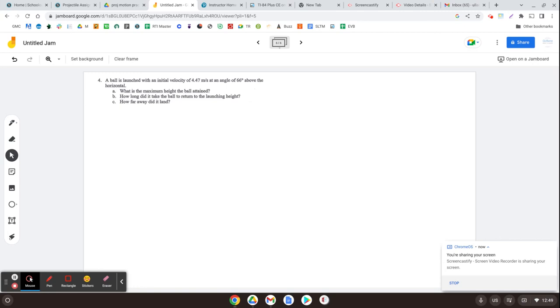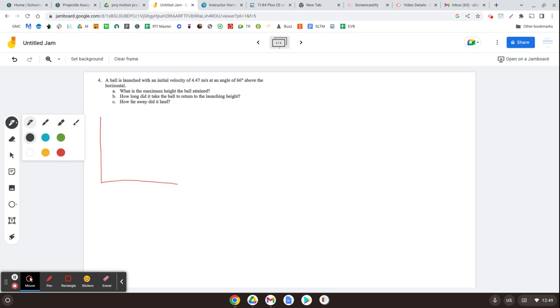All right, here we are, number 4 from our projectile worksheet. Now we're launching something at a much steeper angle, okay? We're launching it at a 66-degree angle, at a velocity of 4.47 meters per second.